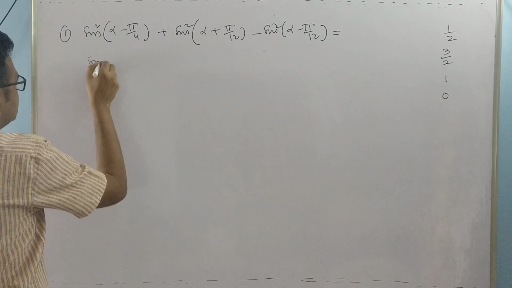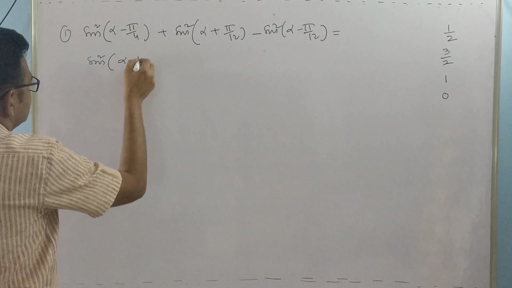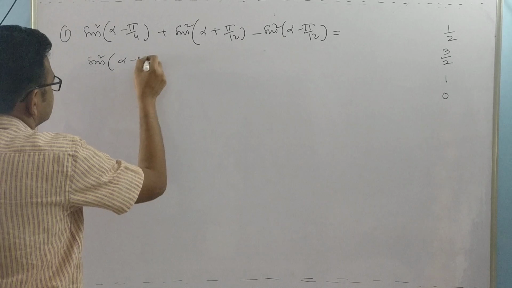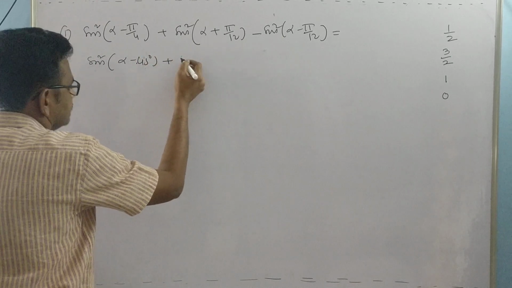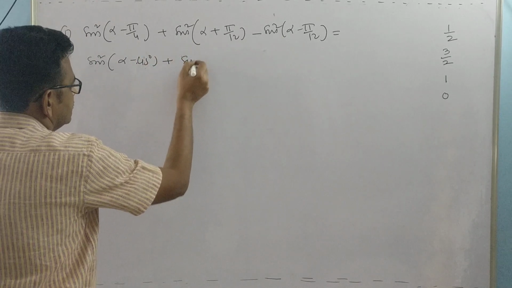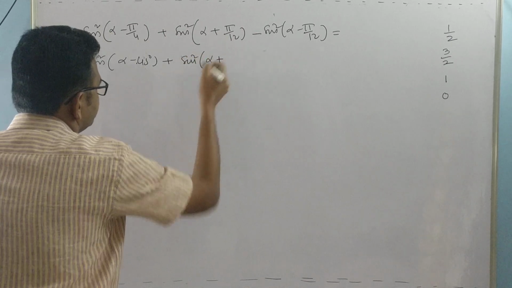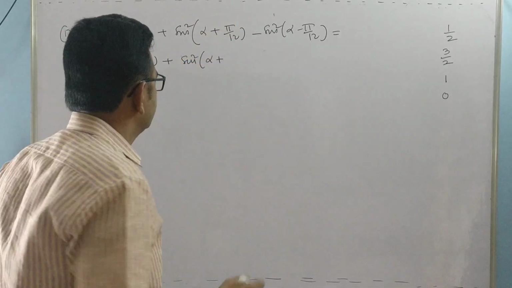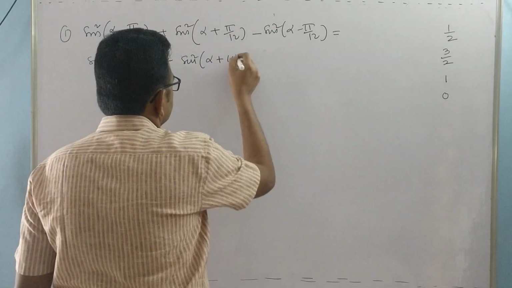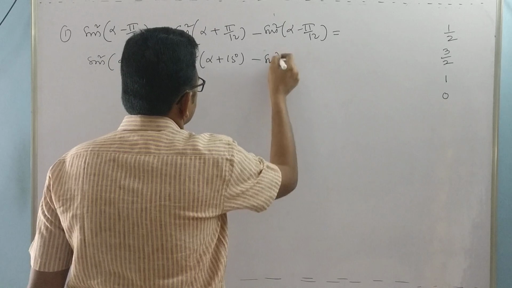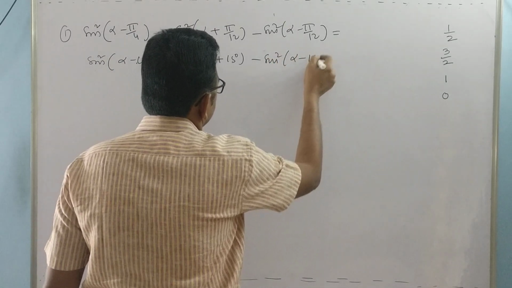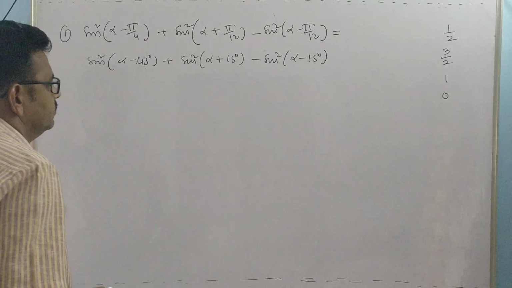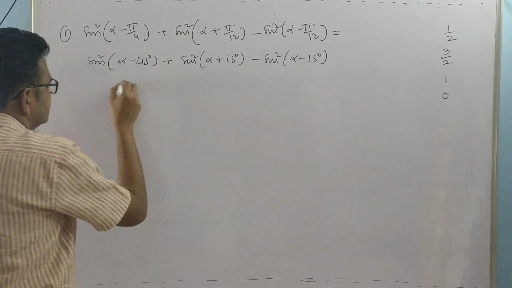So this is sin square (alpha minus pi by 4), meaning 45 degrees. This is sin square (alpha plus pi by 12). 180 by 12 is 15 degrees. So sin square (alpha plus 15 degrees) minus sin square (alpha minus 15 degrees). Now we are using the formulas.